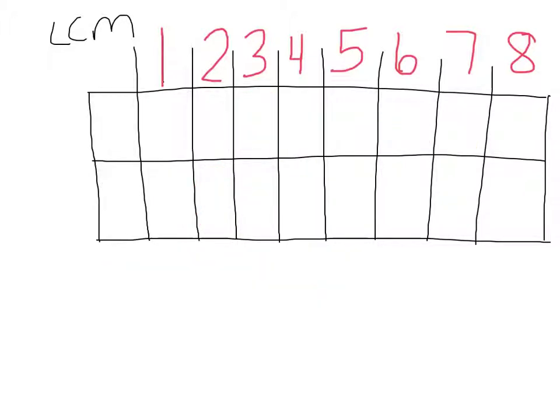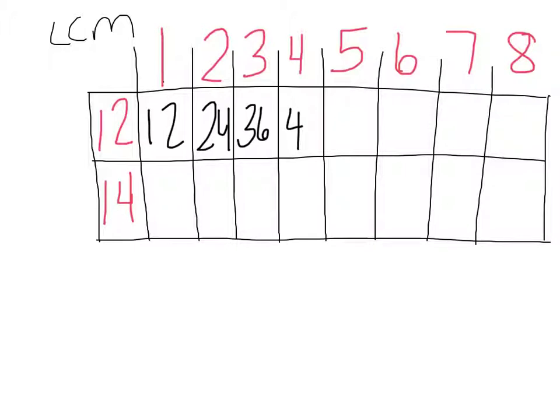Let's do some bigger numbers. We've got 12 and 14. Okay? Now you might be looking at this and say, yeah, I know my 12s. 12, 24, 36, 48, 60, 72, 84, and then you keep going. 96, right? But then you might look and say, well, I don't know my 14s.